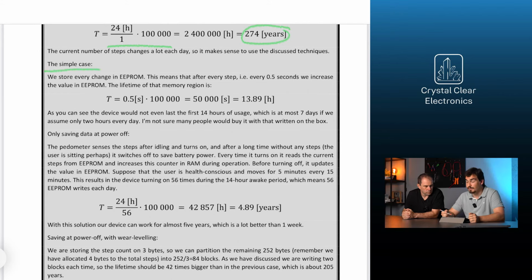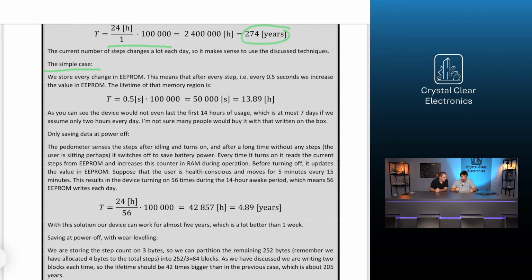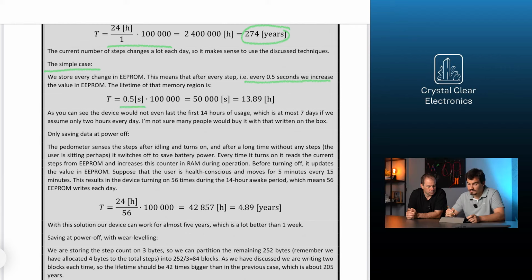Now let's look at the simplest way to save the data. This time, we store every change in EEPROM. This means that after every step, that is every 0.5 seconds, we increase the value in EEPROM. The lifetime of that memory region is half a second multiplied by the number of 100,000 cycles, which is 13.89 hours, rounded up to 14 hours of usage, which is at most 7 days if we assume only 2 hours every day. I'm not sure many people would buy it with that written on the box.